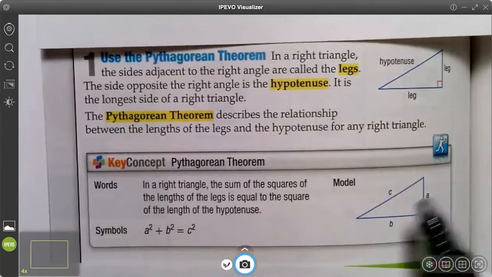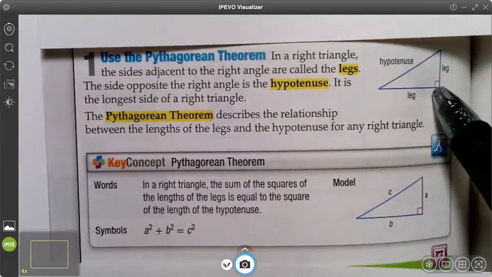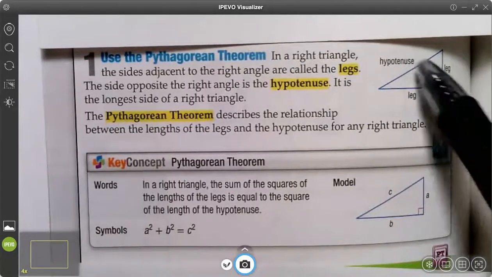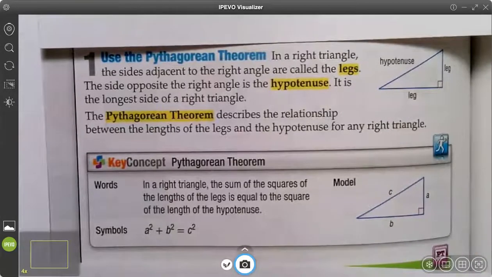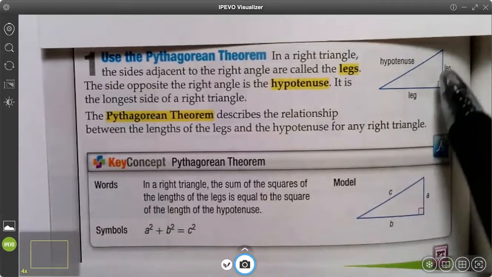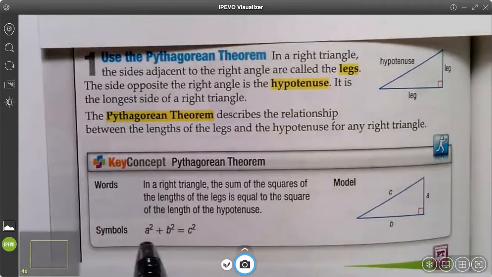A and B are always the legs, the two sides adjacent to the right angle. C is always the hypotenuse, the side across from the right angle. Also, the hypotenuse is always the longest side. So if I know the two legs, let's say this leg is 4 and this leg is 5, then I do 4 squared plus 5 squared equals c squared. Solve the equation, we'll find the missing side.